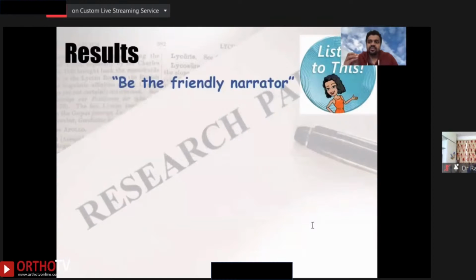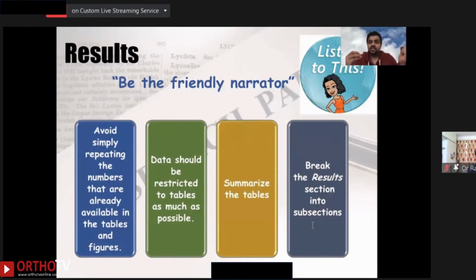The tip is to be a friendly narrator. The results section for an average reader will appear so confusing, with the statistics, values and all. So you should be a friendly narrator so that they understand what you are talking about. Some tips are, you should avoid repeating the numbers that are already in the tables and the figures. First, you prepare the tables and the figures, and then the data should be restricted only there. You just summarize them in the table.